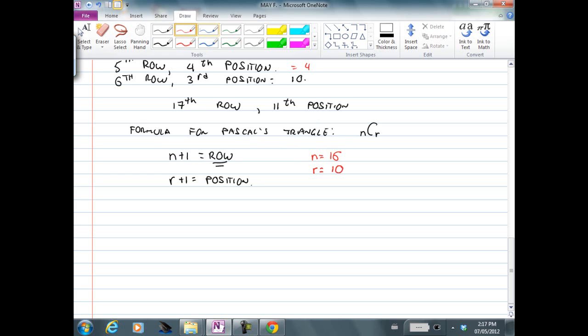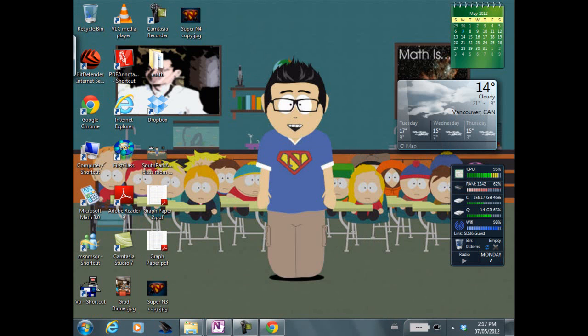This is why people make mistakes right here, because they can't get these numbers for n and r. So n plus 1 is your row, r plus 1 is your position. So we just punch in our calculator now: 16 nCr 10. Is it that hard? No, not really.